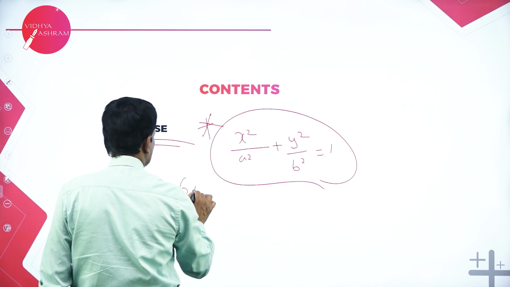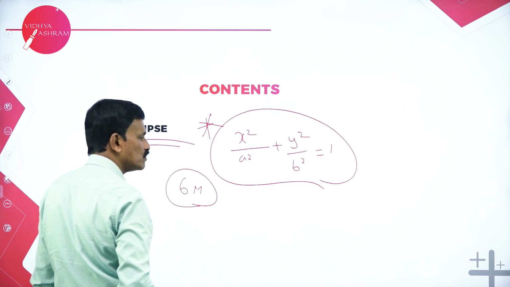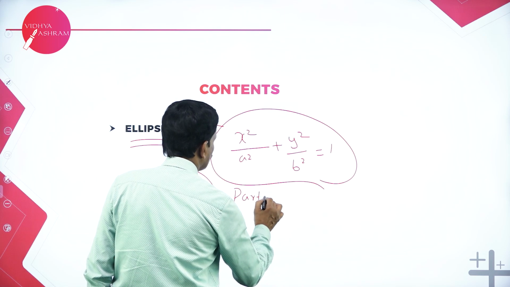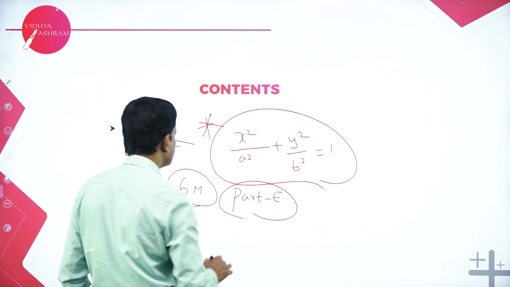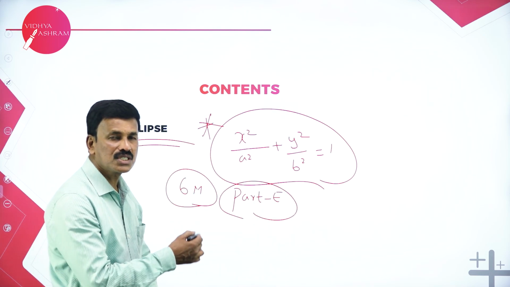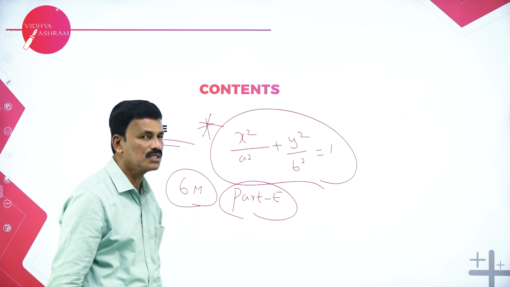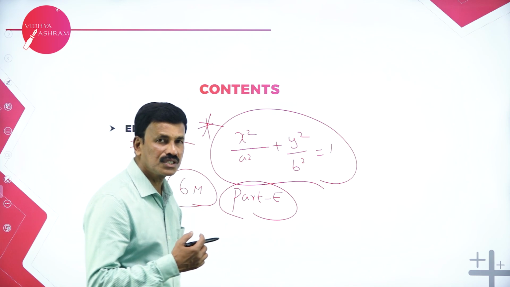You will get this question in your final examination for 6 marks. This is in part E. In part E you will get one 6 marks question, and that question is from this. So the equation of the ellipse in the standard form, x square by a square plus y square by b square is equal to 1, we are going to derive in this session.